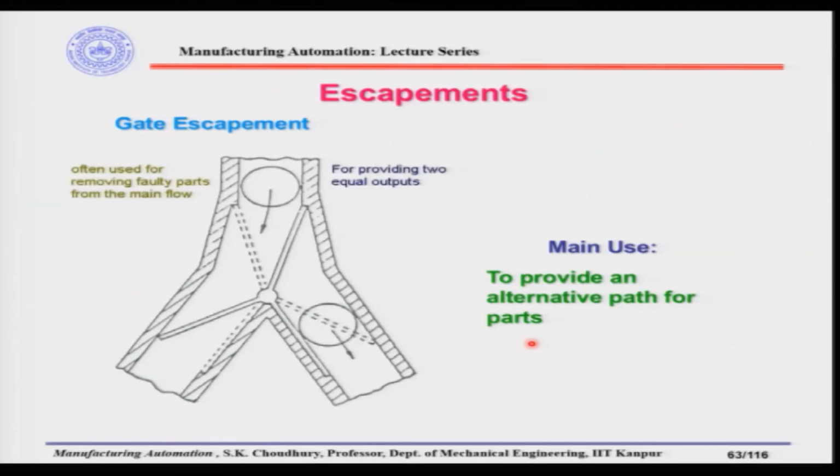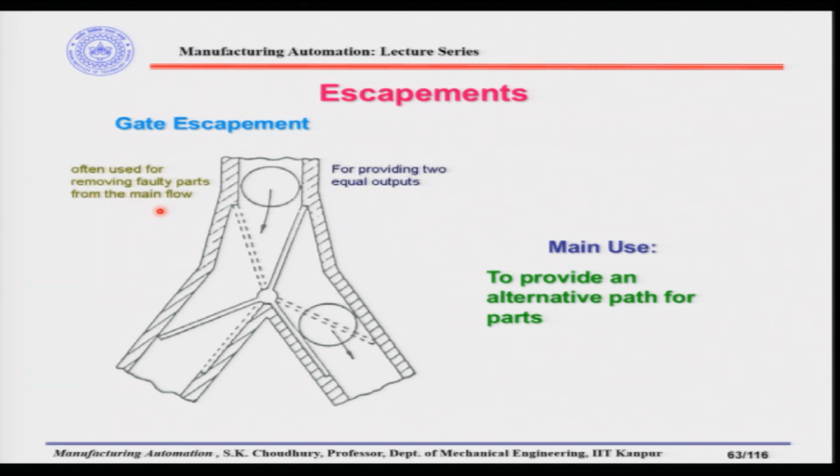But actual escapements are those which will activate the parts to come to the work carrier, not the other way around. Not that the escapements are activated, but the escapements will activate the parts to come to the work carrier whenever it is required. Let us see some of those examples. For example, this is the gate, this is called the gate escapement. The gate escapement is often used for removing the faulty parts from the main flow.